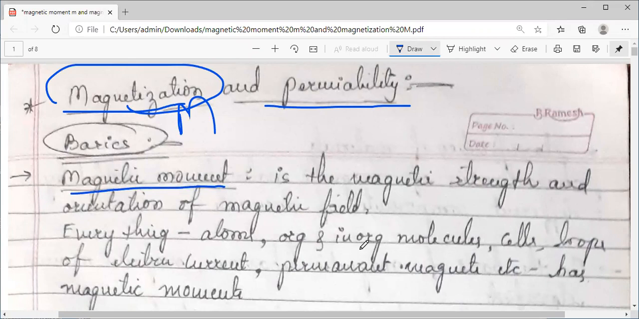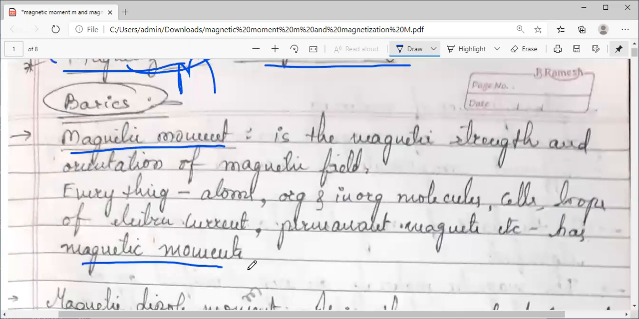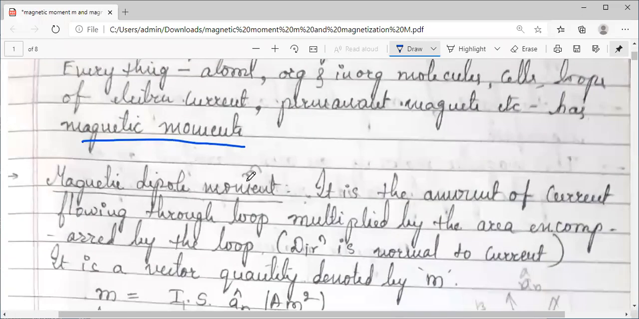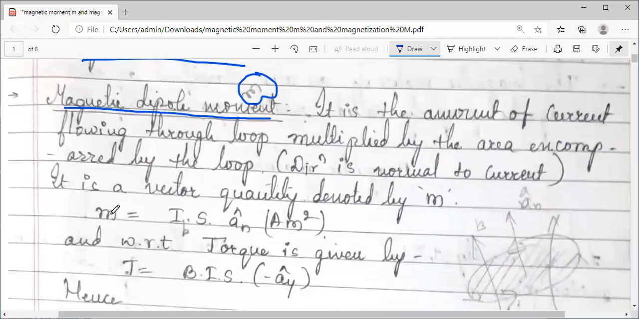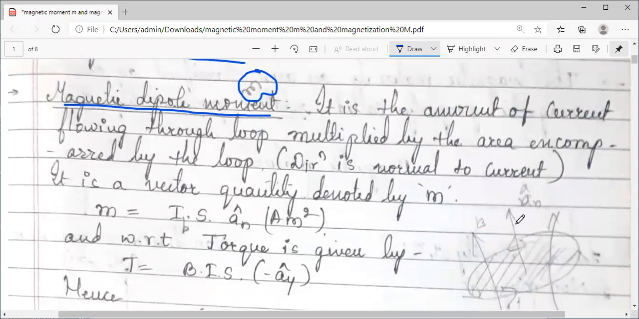I said in the class we have discussed that every body, every entity that is present in nature possesses a magnetic moment. It is very minute when we talk about the atom structure; very minute detailing is required here. We sometimes call it the magnetic dipole moment. It is denoted as a small m, but magnetization is capital M. So what is magnetic dipole moment?